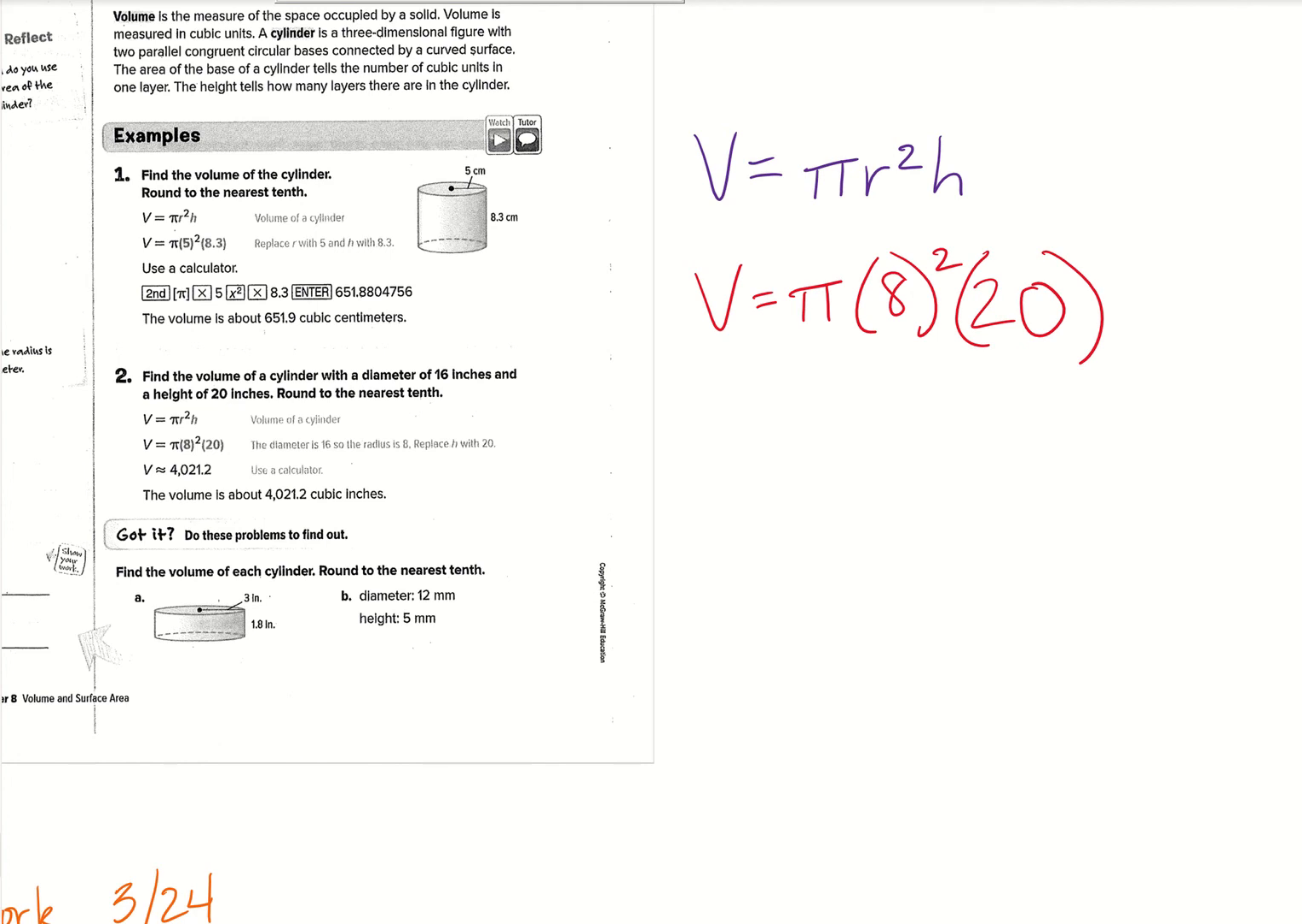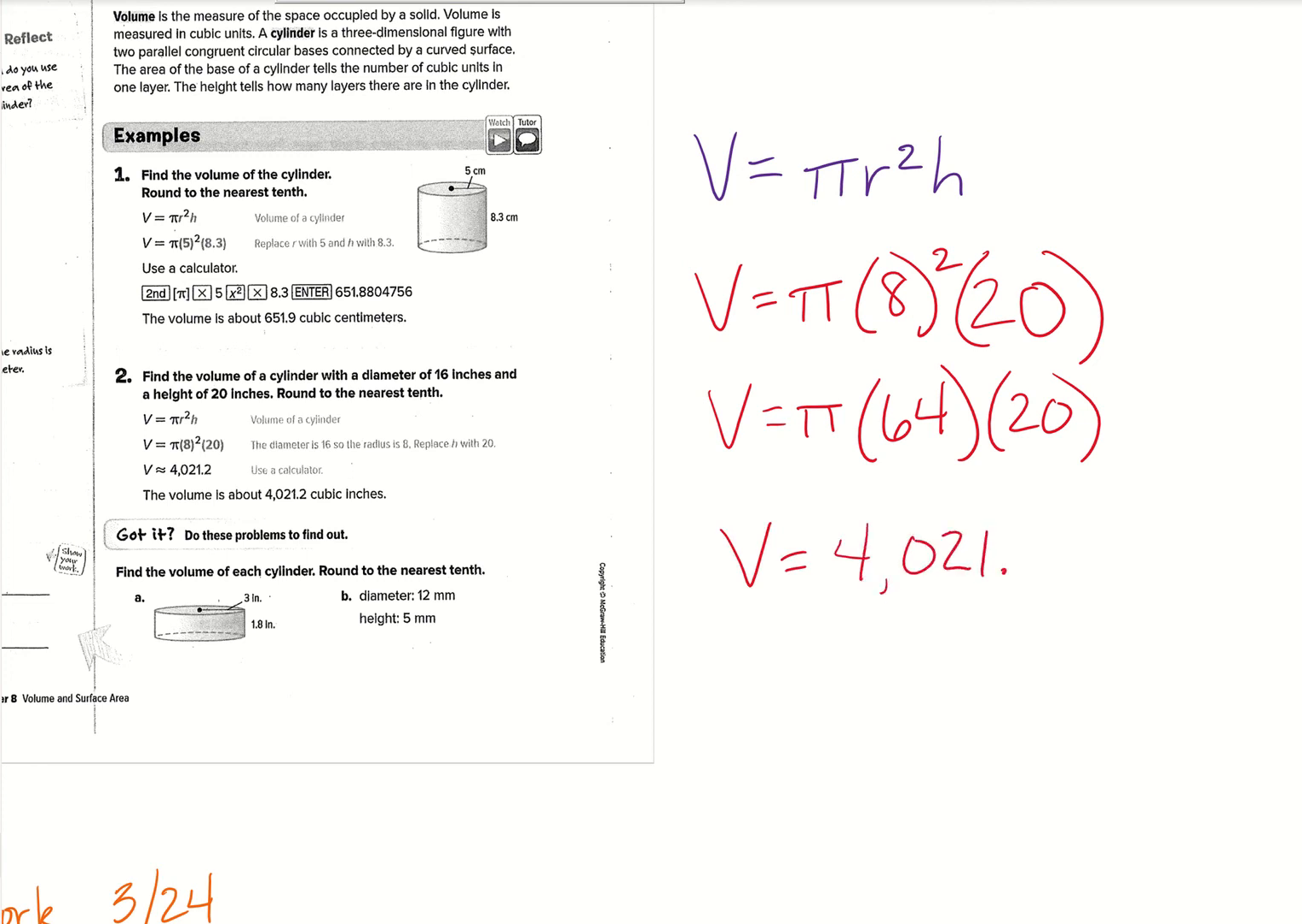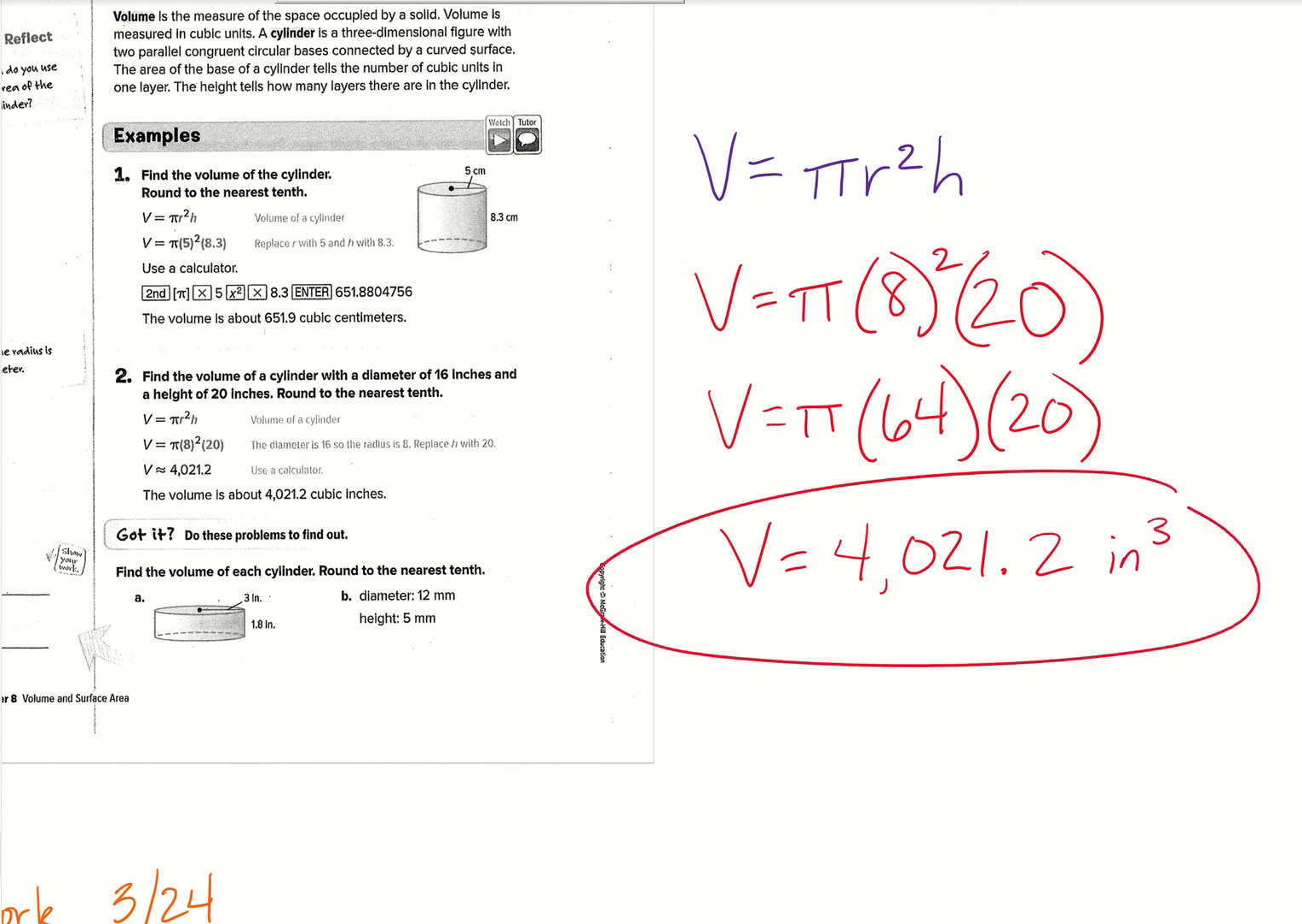All right, and now I can go ahead and simplify just like last time. So I've got V equals pi times 8 squared, which is 64, times 20. Then I can plug all this into my calculator, and that should get us somewhere around 4,021.22 inches cubed.